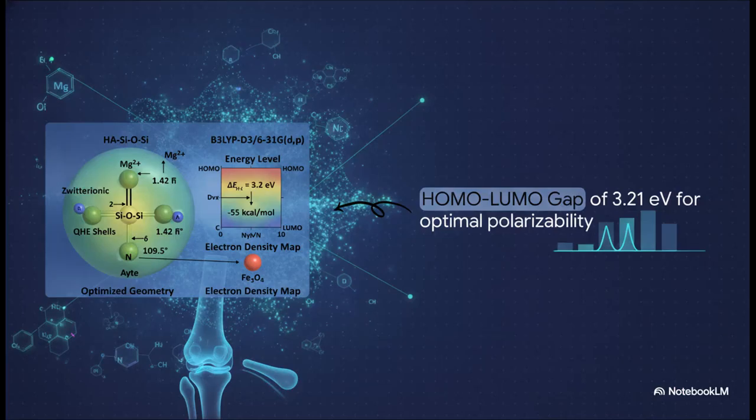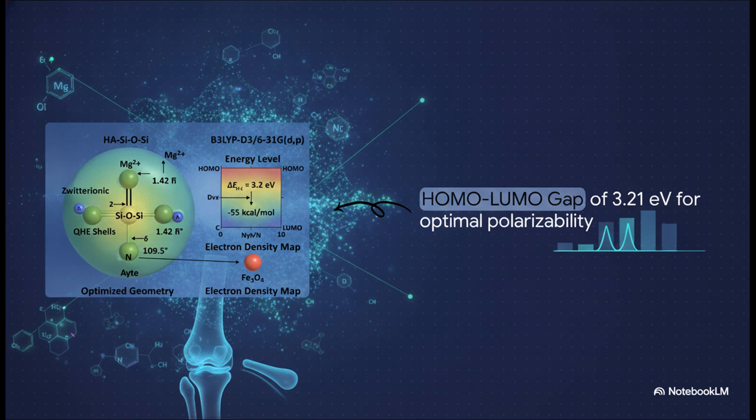Using those parameters, we achieve a massive covalent stability of -55.2 kilocalories per mole for the siloxane crosslink. But the real driver of the hydrogel's tribological efficiency, its ultimate lubricity, is the HOMO-LUMO gap. It clocks in at exactly 3.21 electron volts.